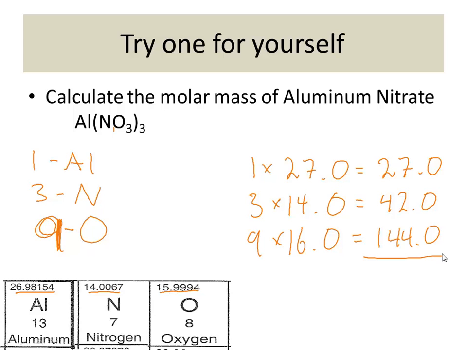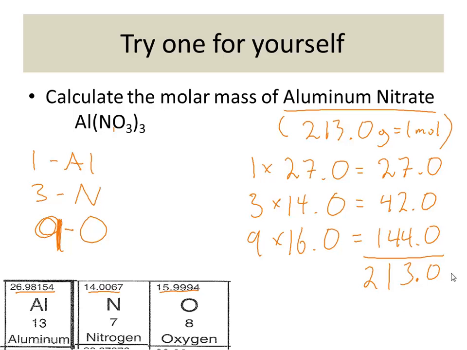Add up the tenths, 0. 6, that's 5, that's 3, 213.0. If you got like 212.98, that's fine too, you just round it to a different spot. So this right here is the molar mass. This means that 1 mole of aluminum nitrate has a mass of 213.0 grams. And you can also write this down as 213.0 grams per mole.